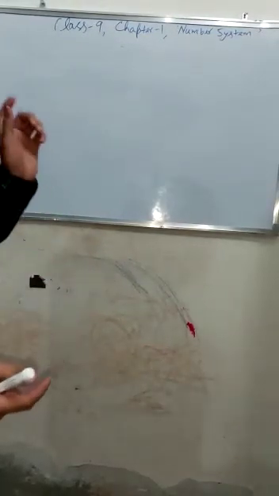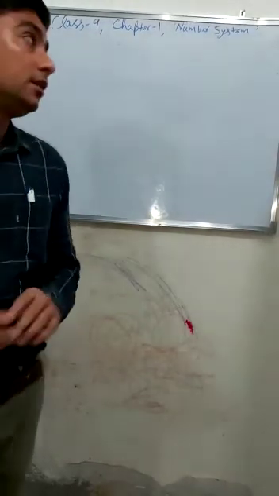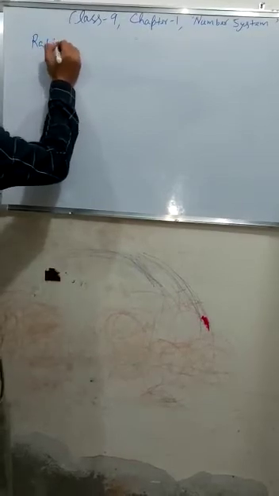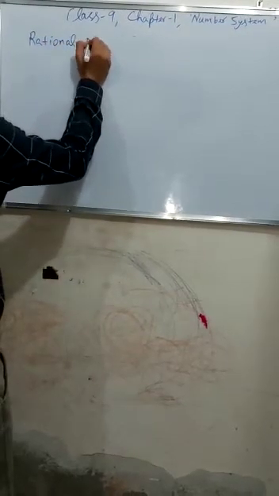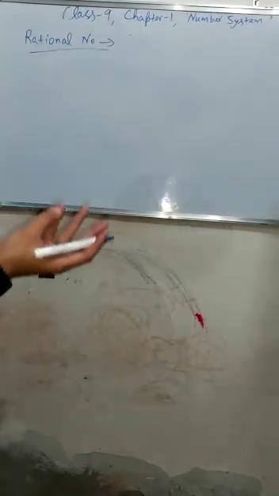Okay, in the first video we have already discussed some general things: natural numbers, whole numbers, prime numbers, composite numbers, co-primes, all that we have discussed from the junior classes. Okay, now some other thing. Today we are going to discuss rational numbers, irrational numbers and real numbers. One by one we will discuss them.